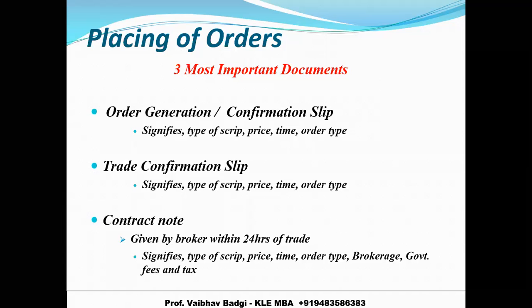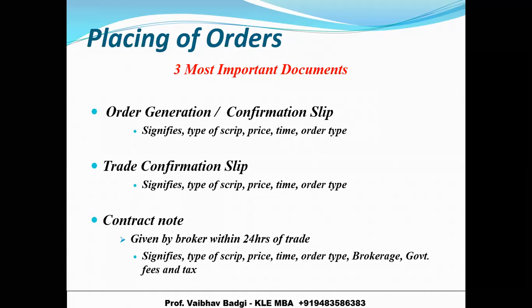Next, once this order reaches NSE, a trade confirmation slip gets generated, and in the trade confirmation slip also the same things get repeated. The name of the scrip, the price, the time, and the type of the order also get printed on this particular sheet of paper. Next, finally, your trade is confirmed and executed, but there has to be some proof with you that your trade has been done.